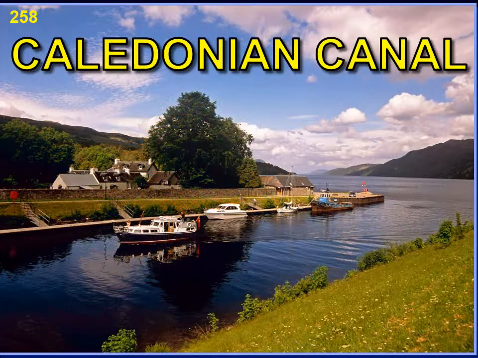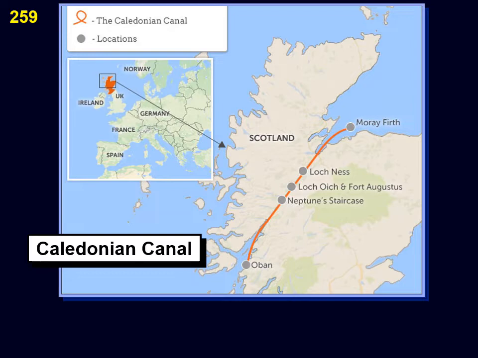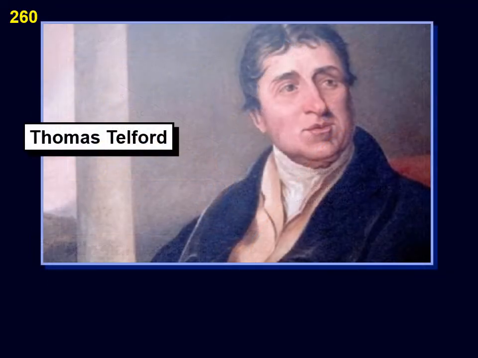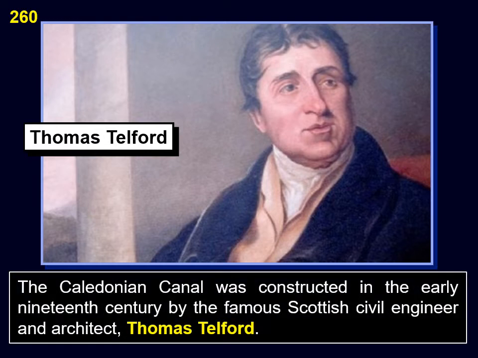Chapter 15. The Caledonian Canal. The Caledonian Canal connects the Scottish east coast at Inverness with the west coast at Corpach near Fort William in Scotland. The Caledonian Canal was constructed in the early 19th century by the famous Scottish civil engineer and architect Thomas Telford.